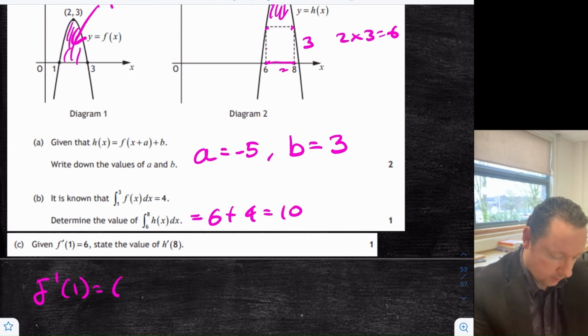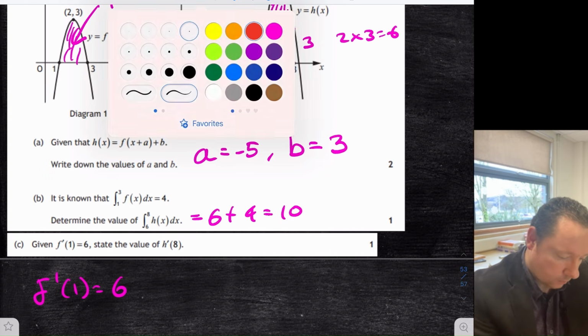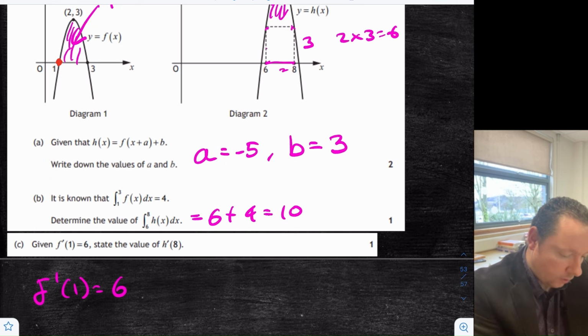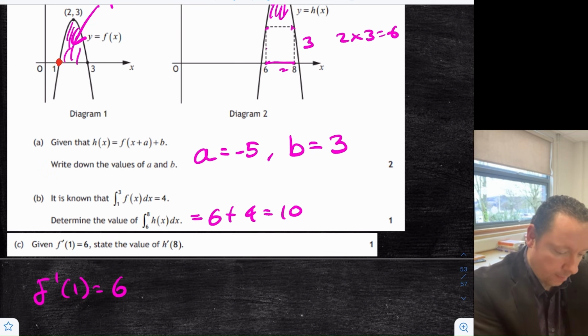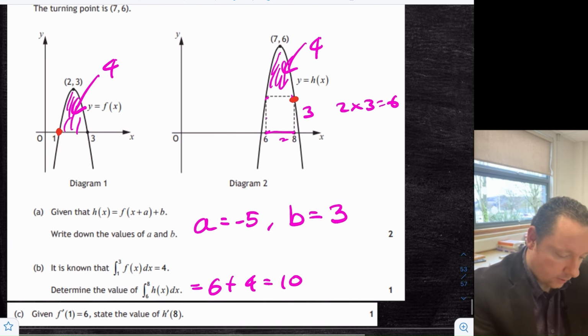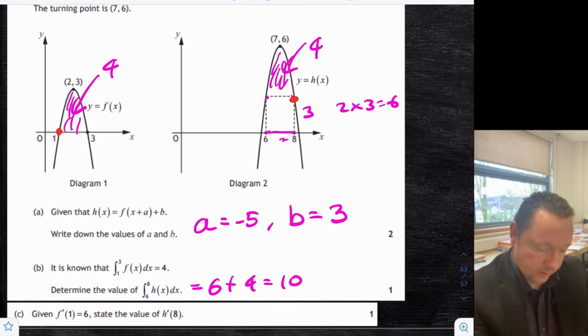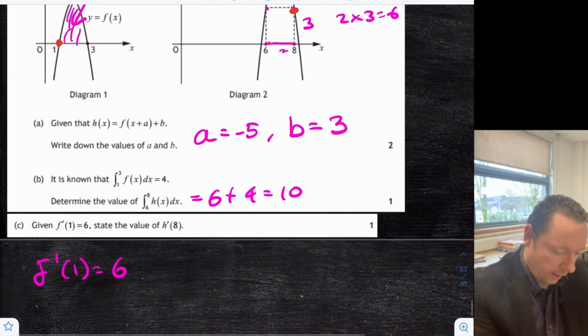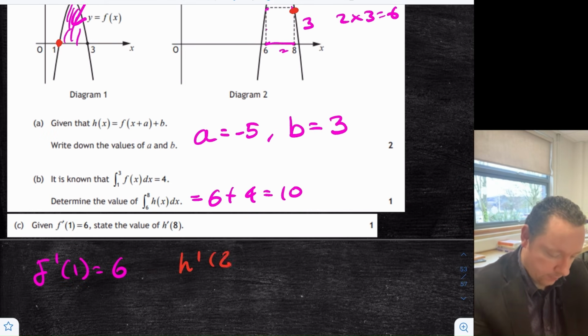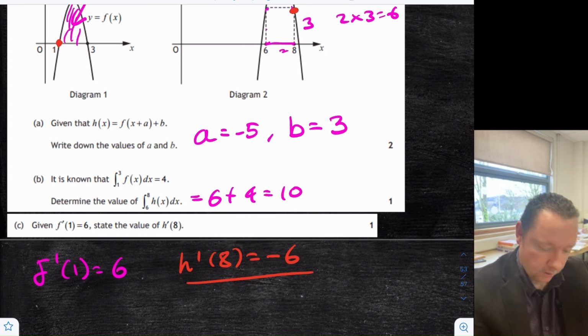f dash of 1 equals 6. Let's just use a different colour pen now. That means that the gradient of the tangent at this point here equals 6. And it's asking us, what is the gradient of the tangent at 8? Well, at 8 on h of x, if we imagine looking at this graph instead, that would be this point here. It's a mirror of this, so it's sloping down the other way. So it's just minus 6, because it's just the other side of the graph. So h dash of 8 equals minus 6, and we're done there.